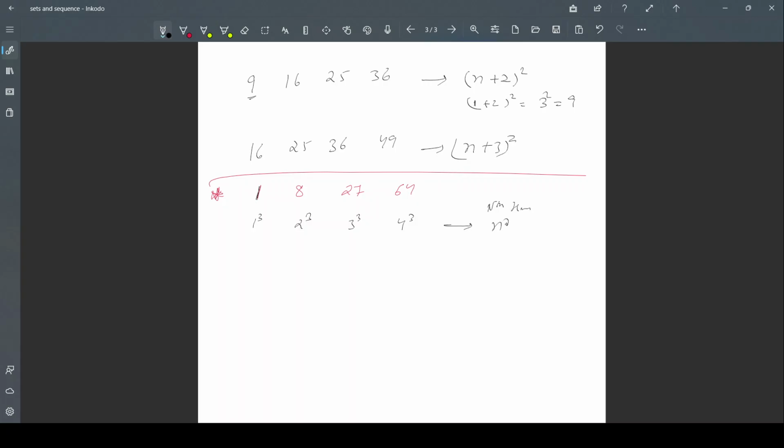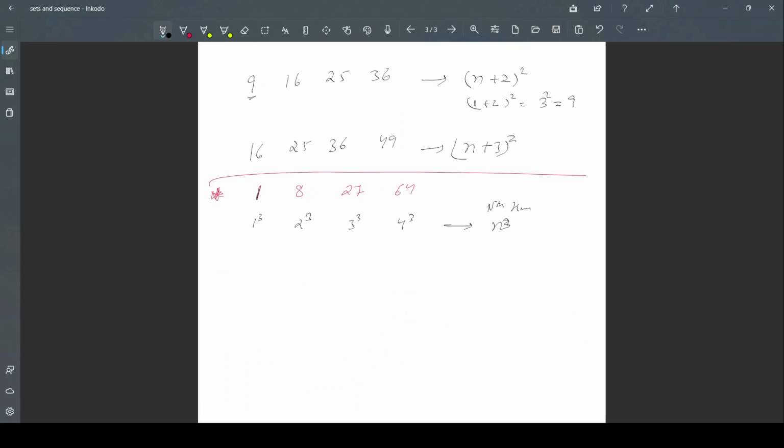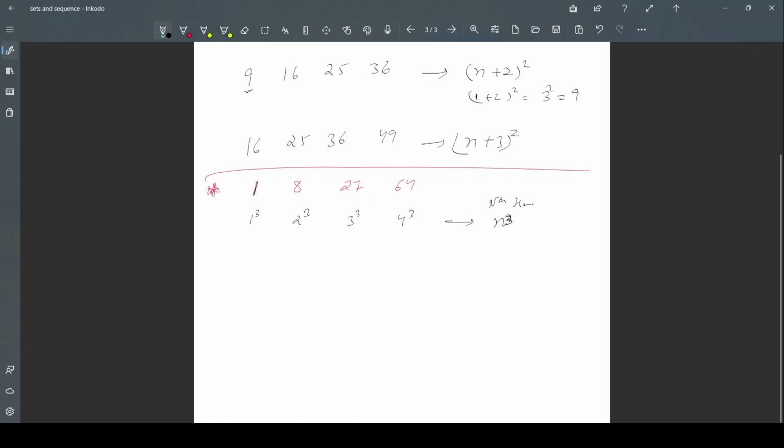N cube. As I said in the first case, if I have 1 square, 2 square, 3 square, 4 square, 5 square, then that becomes n square. Same way, 1 cube, 2 cube, 3 cube, 4 cube will become n cube. Got it? This is n cube. So that is the nth term.